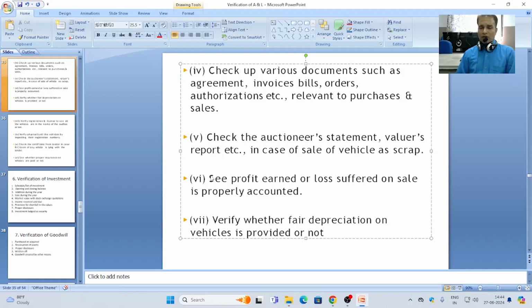Next, the auditor should see that profit earned or loss suffered on the sale is properly accounted for. The auditor has to verify whether fair depreciation on the vehicle is provided or not. It should be checked with the provisions of the Income Tax Act, what rate will be applicable on the vehicle's depreciation.